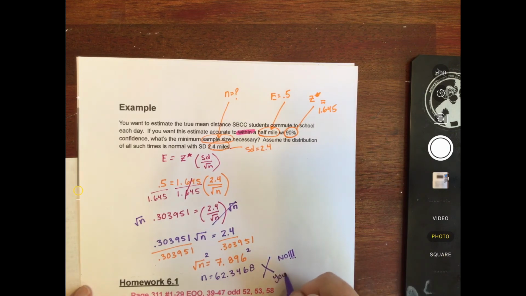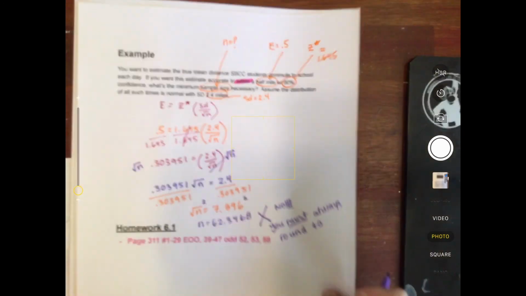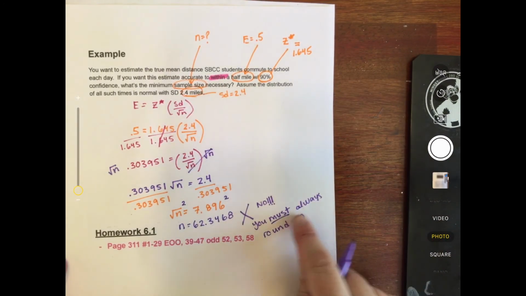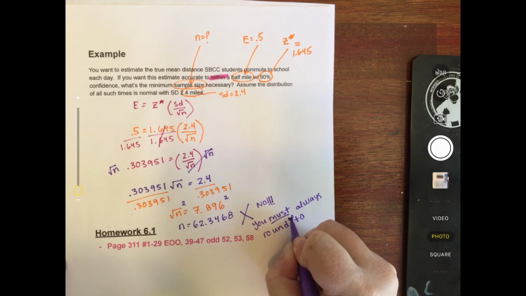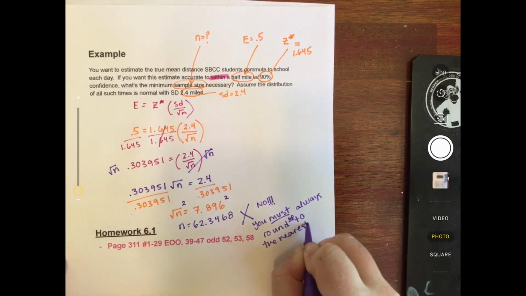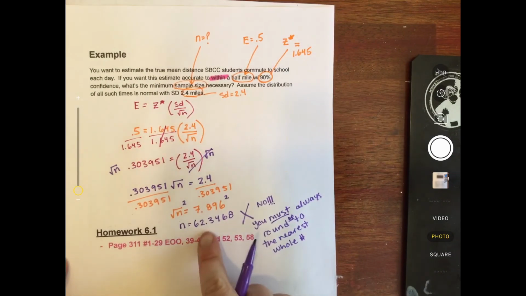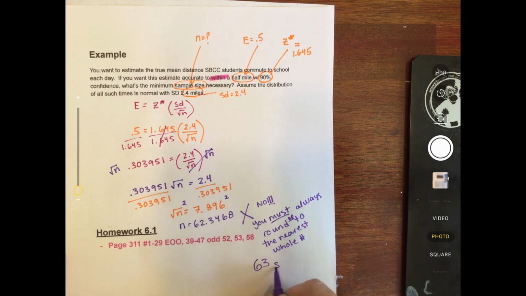You must always round up to the nearest whole number. You must always round up to the nearest whole number. So this would be a wrong answer. 62 would be a wrong answer. The correct answer is 63 students.